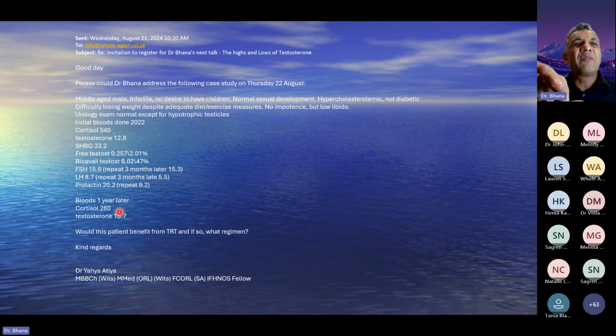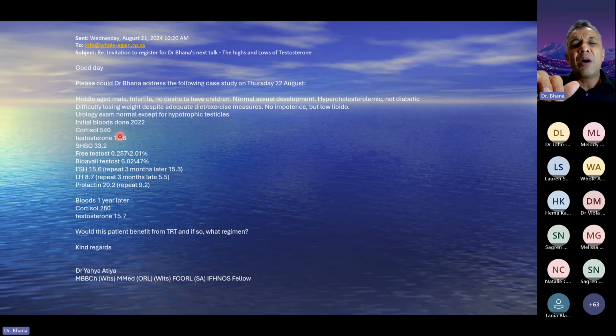So here I would have checked the estradiol level, checked the thyroid. Now let's assume, for the sake of this case, it was fine. Would I have treated this client? Let's assume the cortisol was fine, because here cortisol can affect all of this. Difficulty in losing weight, libido issues.